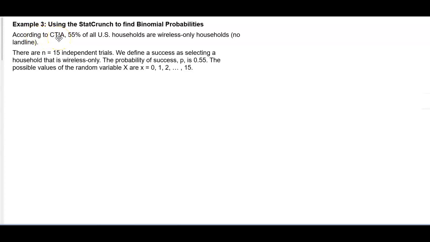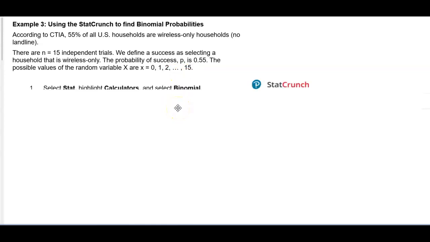Example 3, using StatCrunch to find binomial probabilities. According to CTIA, 55% of all U.S. households are wireless-only households, no landline, and there are n equals 15 independent trials. We define a success as selecting a household that is wireless only. The probability of success p is 0.55. The possible values of the random variable x are x equals 0, 1, 2, all the way to 15.